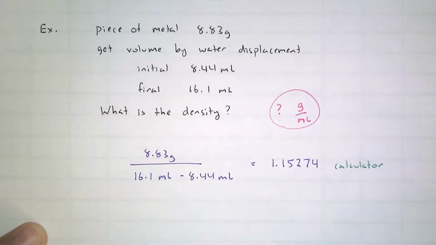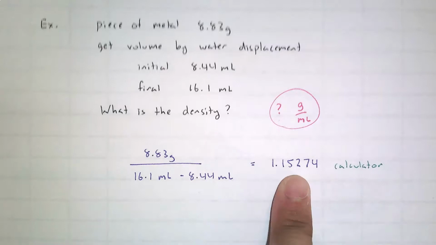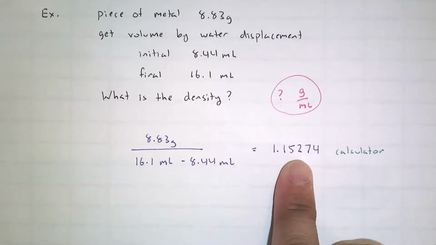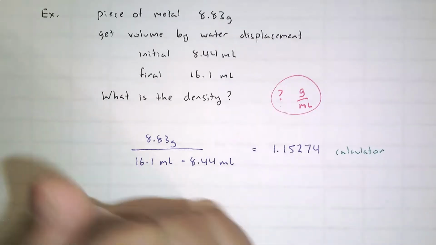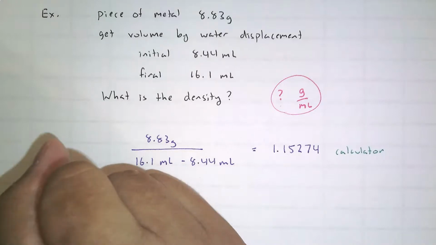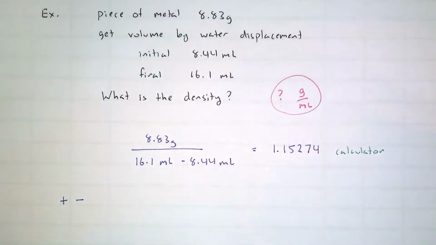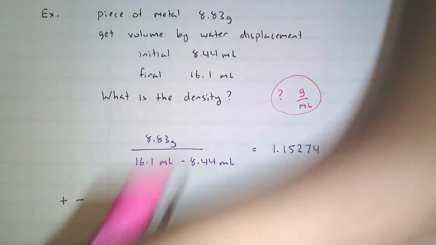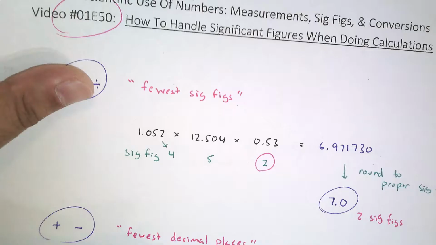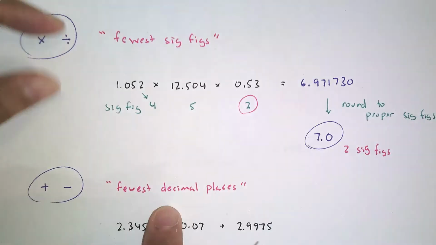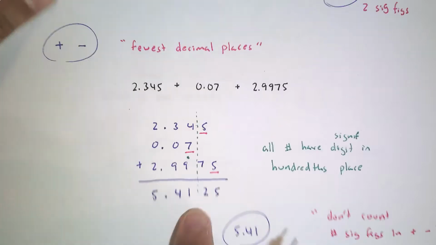So we're going to use the rules and figure out how many digits I really do need. Let's do the addition and subtraction first. Addition, subtraction, and again, what do I have? The fewest decimal places. And I'm underlining, and I'm putting a green dotted line.